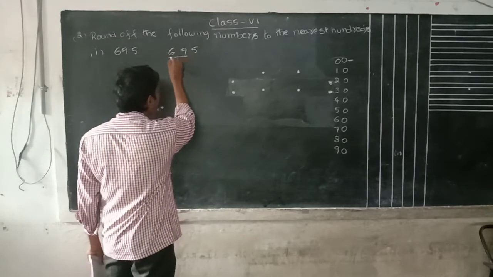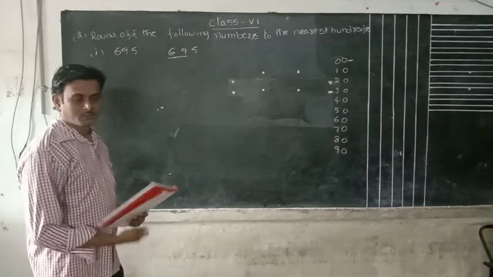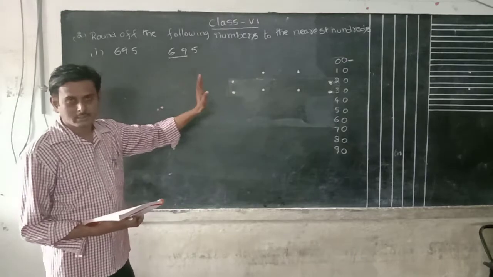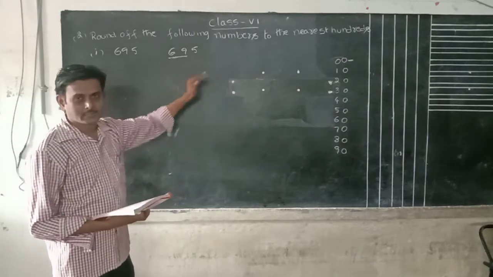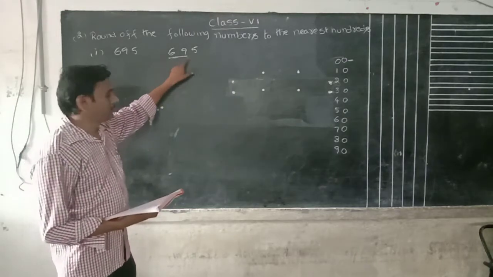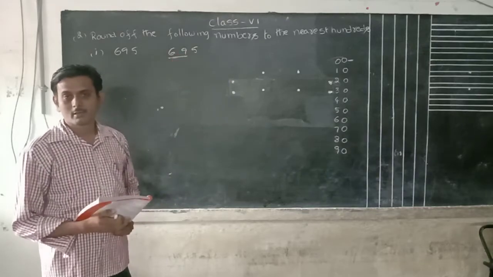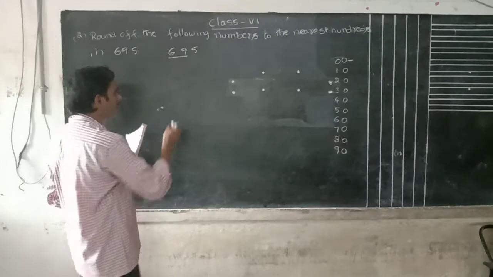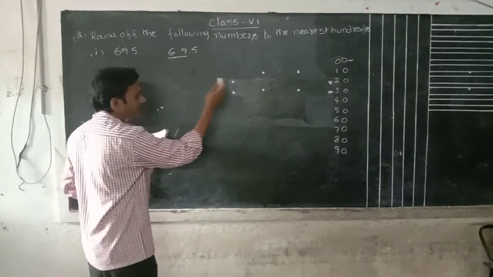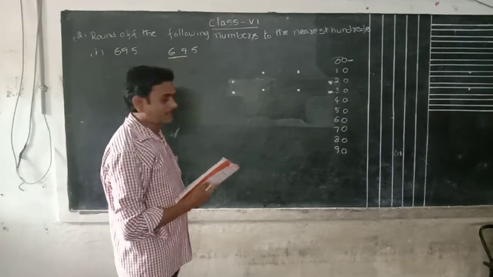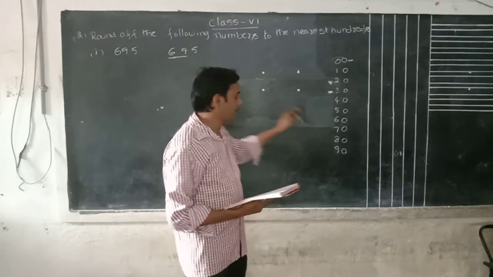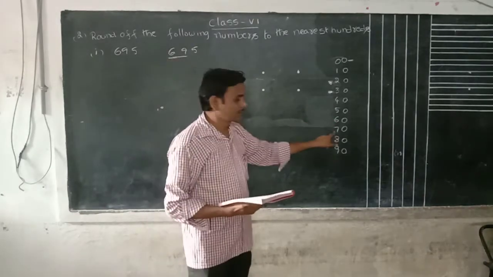You also have to take that as a group. That means whichever place we are asked for, and the digit to the left of that place, you take as a group. That means 69 as a group. Now, 69 lies between which numbers? 69 lies between 60 and 70.